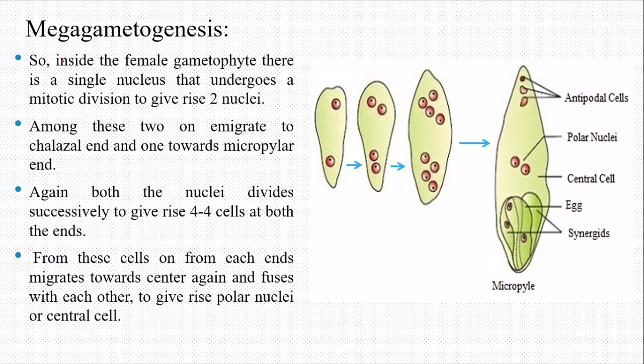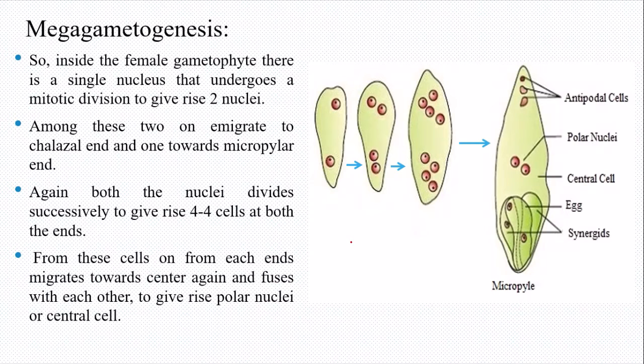So now let's look at megagametogenesis. This is a very important and very interesting topic. Inside the female gametophyte that developed as the megaspore enlarged, there is a single nucleus, and this single nucleus undergoes a mitotic division to give rise to two nuclei. Among these two nuclei, one migrates towards the chalazal end and one towards the micropylar end.